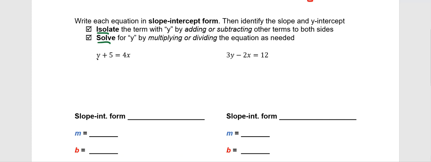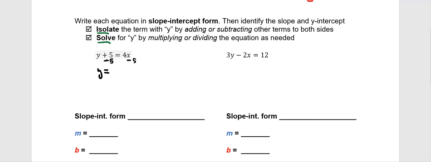If I start with this first equation, I can see on the left-hand side y is not isolated. It has 5 being added to it. So we simply use inverse operations. In this case, we're going to undo the plus 5 by subtracting 5 on both sides. And that's going to allow us to get the y term isolated to the left.